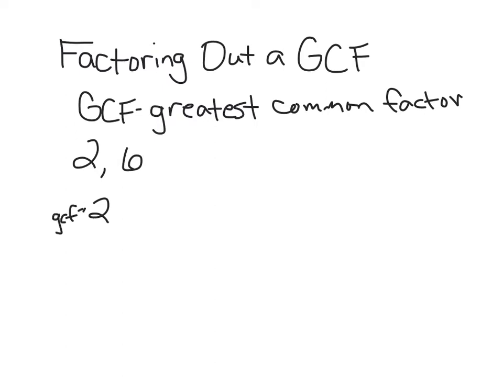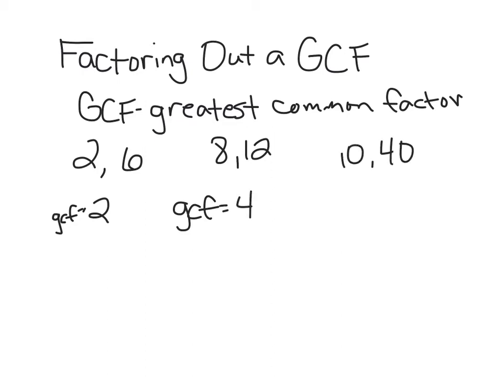Or maybe if we looked at the numbers 8 and 12. If I think about all the numbers that are factors of 8 or all the numbers that are factors of 12, I want the biggest number that would be in both of those lists. So you might think, okay, 2 goes into both. Well, it does, but there's a bigger number that goes into them also, and so that wouldn't be the greatest one. The greatest common factor for 8 and 12 would be 4, okay? Or if we had 10 and 40, the greatest common factor, the biggest number I could divide out of both of them, in that case, it would be 10, okay?